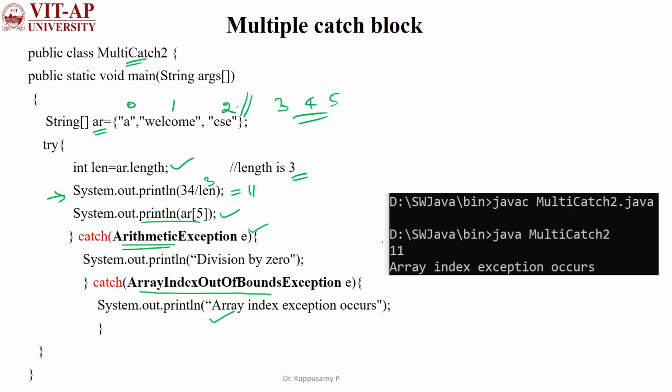You see 11, which is printed here by this statement, 34 divided by 3, 11, because it is an integer variable. Then here the access of array of 5 is generating the exception. That exception is notifying the user with the statement we defined here: array index exception occurs.